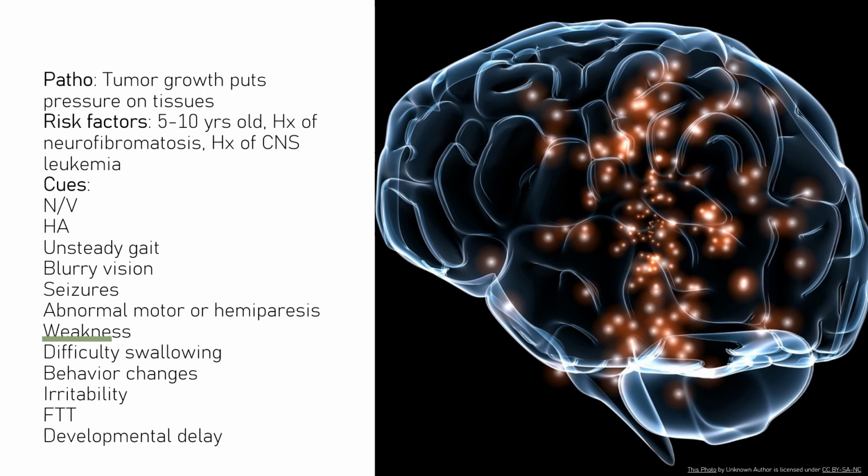The risk factors are being 5 to 10 years old and having a history of neurofibromatosis or a history of central nervous system leukemia. But it can happen outside of these risk factors as well.